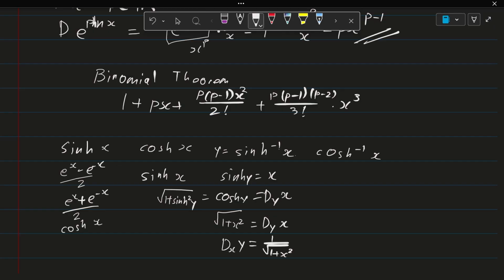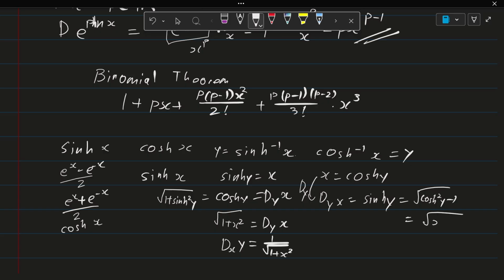Let's try to do this as well for the cosh. So let's assume that to be y. We would obtain x equals cosh y. Taking the derivative with respect to y, we would obtain sinh of y, which is equal to the square root of cosh squared y minus 1. This means that this is the square root of x squared minus 1. So the derivative of y with respect to x is 1 over the square root of x squared minus 1.